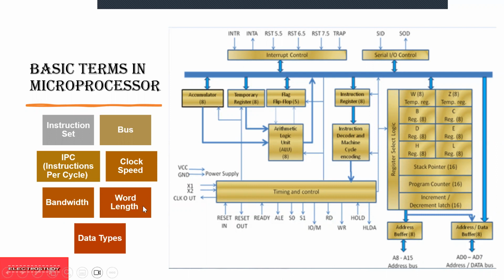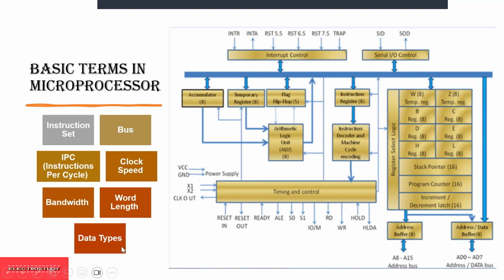Word length. Word length completely depends upon the internal data bus, registers, ALU, all those. So if it is an 8-bit microprocessor, then it can process only 8 bits of data at a time, as I already told you, based on instruction per cycle. If it is a 16-bit microprocessor, then only 16 bits of data can be processed. So that is how it is.